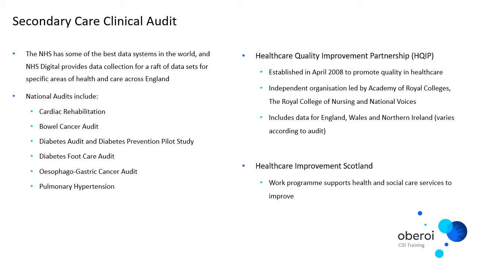All sorts of things are covered by national audits that come from the hospital data. Healthcare Quality Improvement Partnership, HQIP, was established in April 2008 to promote quality in healthcare. It's an independent organisation led by the Academy of Royal Colleges, the Royal College of Nursing and National Voices. It includes data for England, Wales and Northern Ireland. It will vary according to audit. Some audits are England only, some cover the different devolved nations. And Healthcare Improvement Scotland have their own programme that supports health and social care services to improve.